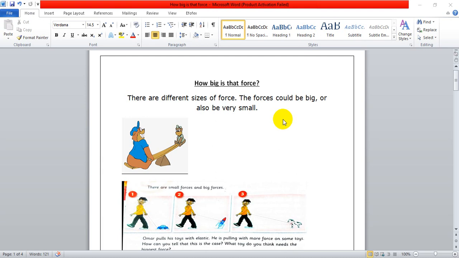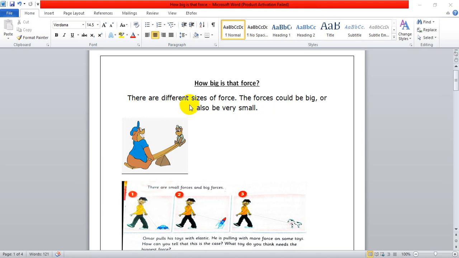Hi students, let us go to the next topic. How big is that force? The same chapter, forces and movement. We are learning this from your learner's book, page number 62 and 63. After hearing this class, you have to read that book also.